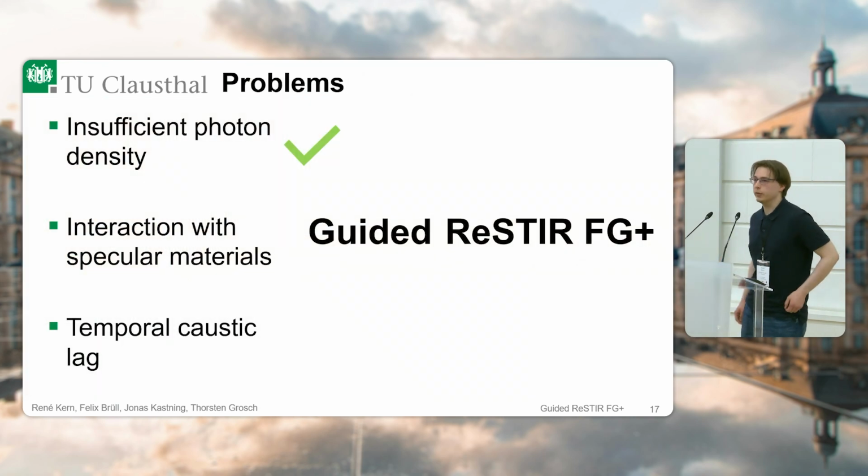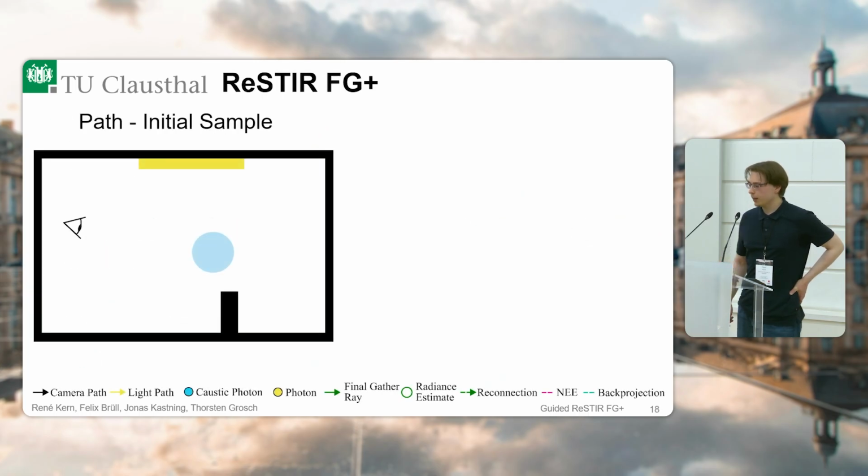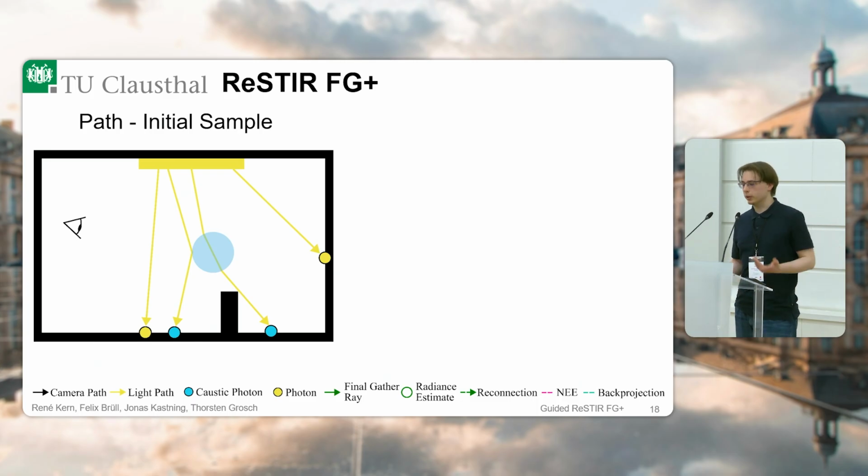Okay, this covers the guiding part, and next up is the improved resampling algorithm, which we improved using other techniques that came out in the last 2 years. First off, we use 2 types of samples in our improved resampling algorithm, but they are now a bit different. We first start again by tracing the photons from the light, and this can, of course, now happen with guiding.